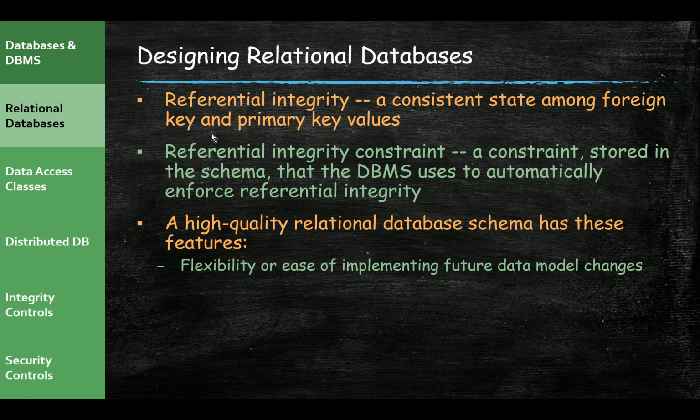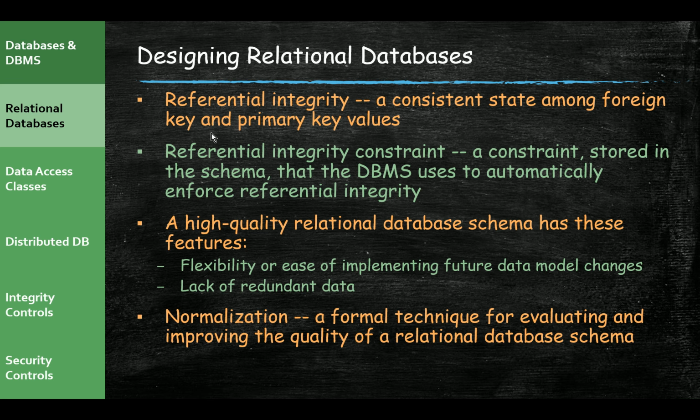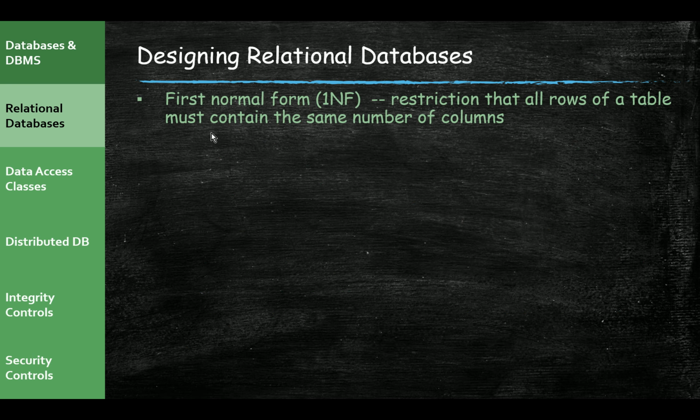Flexibility, or ease of implementing future data model changes. So we can add columns later on. We can change data types, things like that. Lack of redundant data, which we normally achieve through normalization, which you would learn in more detail in a database class. But normalization is a formal technique for evaluating and improving the quality of a relational database schema. So let's talk more about database normalization.